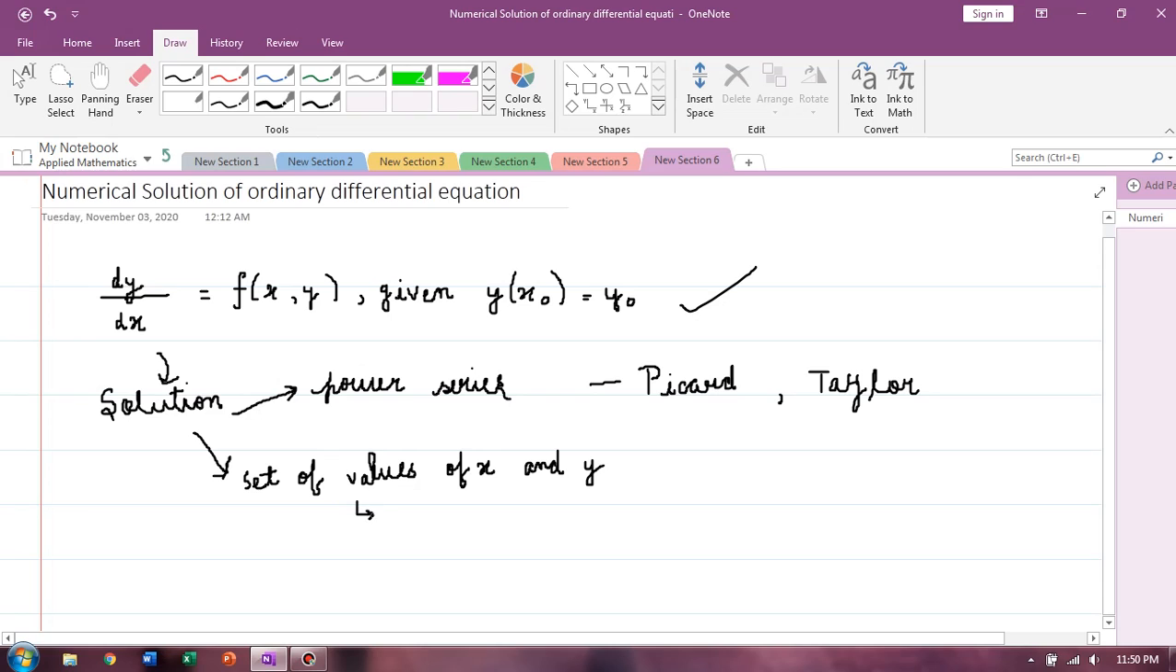In this you have Euler and Runge-Kutta, which is in your syllabus. This method is in your syllabus basically.